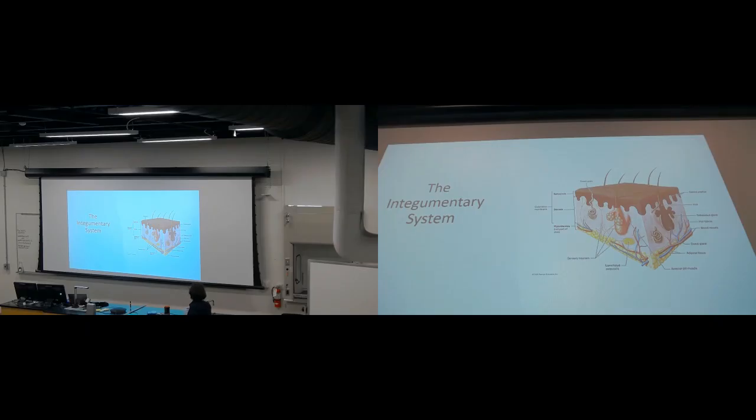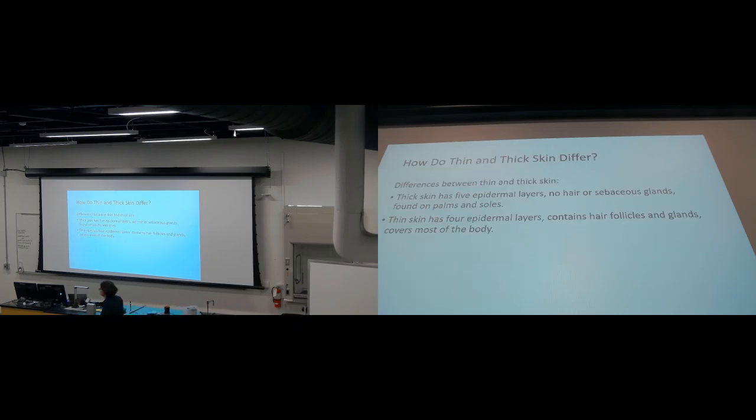And then here in the dermis, we have accessories like these glands, sweat glands, sebaceous glands here. This is the hair follicle. And then we have receptors. We will see each of these receptors, its function.